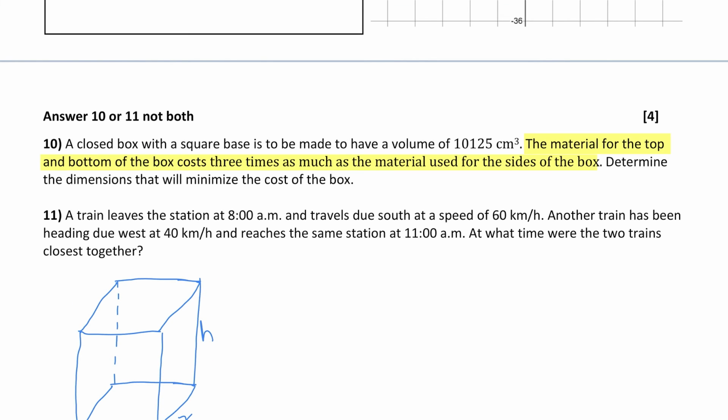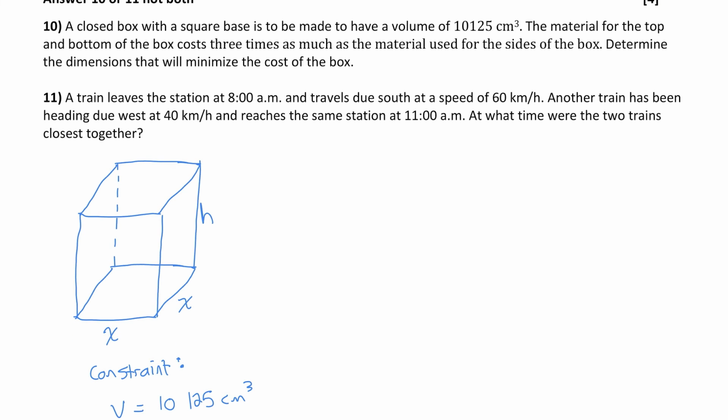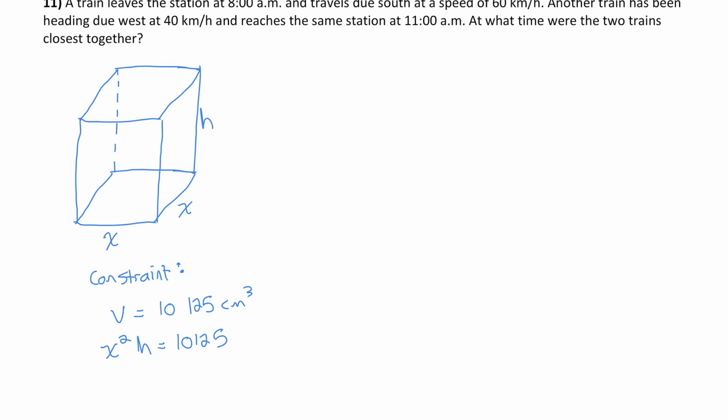It continues to say the material for the top and the bottom of the box costs 3 times as much as the material used for the sides of the box. Determine the dimensions that will minimize the cost of the box. The cost is based on the material used to make the box, so it's based on its surface area. Let me make a surface area equation for this shape. Surface area equals, the top and the bottom are both x squared, so 2x squared, plus all the sides of this box, the front, back, left, and right, are all x by h, so 4xh would give the area of all those sides added together.